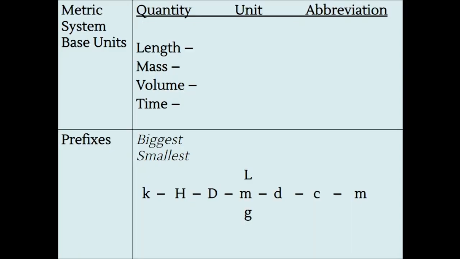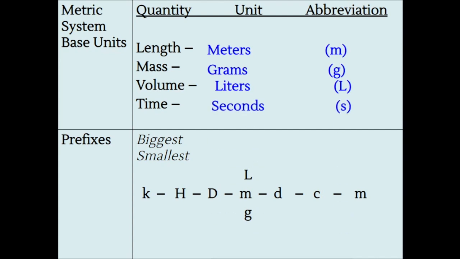And now we're going to look at the quantity, unit, and abbreviation. So the quantity we have is length, mass, volume, and time. And in this class, we're going to measure length in meters. The abbreviation for meters is going to be a lowercase letter m. Then we have mass, and mass in this class is going to be measured in grams or kilograms. And the abbreviation for grams is just a little g. Next, we have volume. Volume will be measured in liters, with the abbreviation being a capital letter L. And lastly, we have time, and time will be measured in seconds, with the abbreviation being a lowercase letter s.